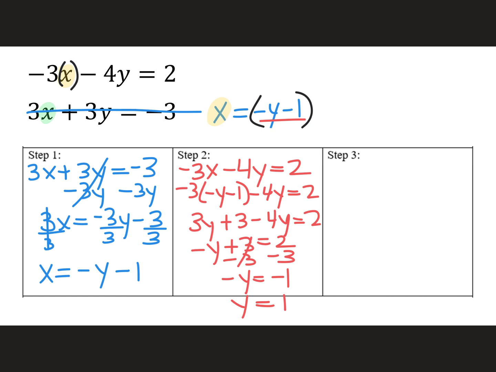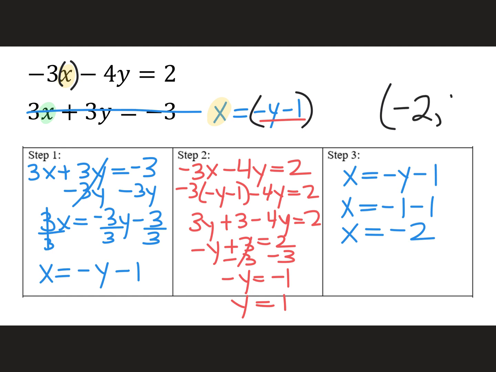All right, last step is I'm going to go back to the equation that I created, rewrote for this one. And then I'm going to put the 1 in there for y. So x equals -y, so -1 minus 1. x equals -2. All right, finally, don't forget this. I have to write my solution of (-2, 1). All right, that's it.